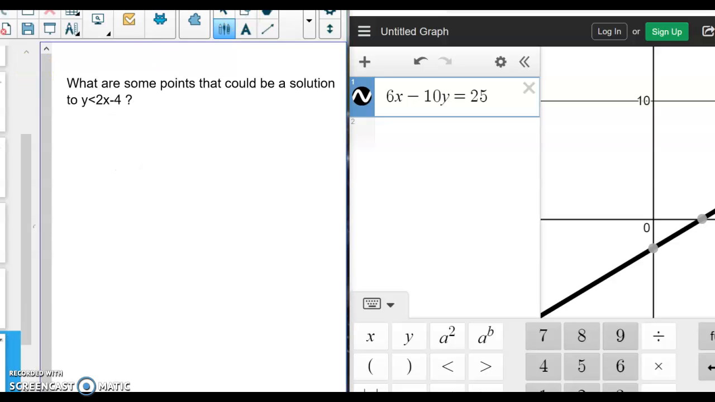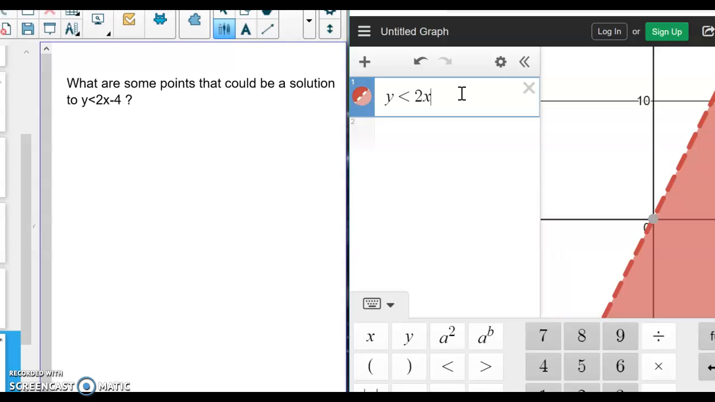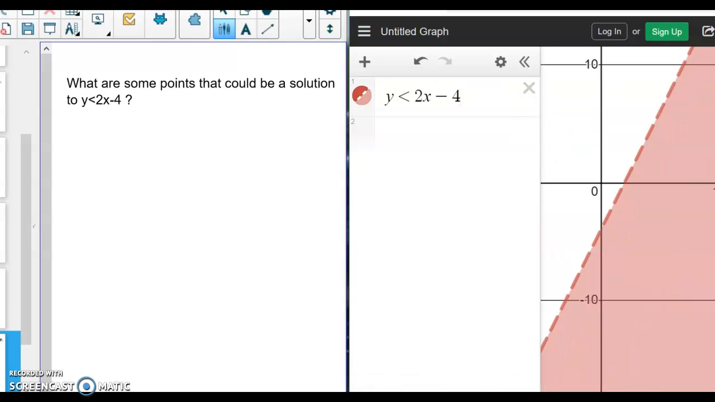All right, what are some points that could be a solution to y is less than 2x minus 4? Let's type it in. Y is less than 2x minus 4. Remember, solutions are found anywhere in the shaded area. If there is a point, such as our x-intercept (2, 0), this could not be a solution because it is on the dotted line. Any point over here in the white area also cannot be a solution.